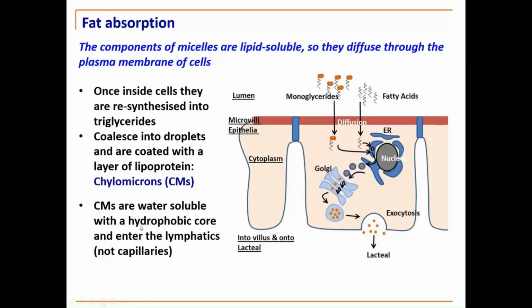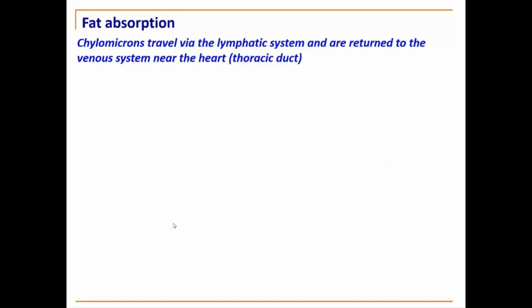So as we've just shown here, your chylomicrons are water soluble because of this lipoprotein. They've got a hydrophobic core because it's got triglycerides, cholesterol, etc. within them, and they go on to enter the lymphatics rather than the capillaries themselves. So we now know that chylomicrons have entered the lymphatic system, and they're returned to the venous system near the heart through the thoracic duct.